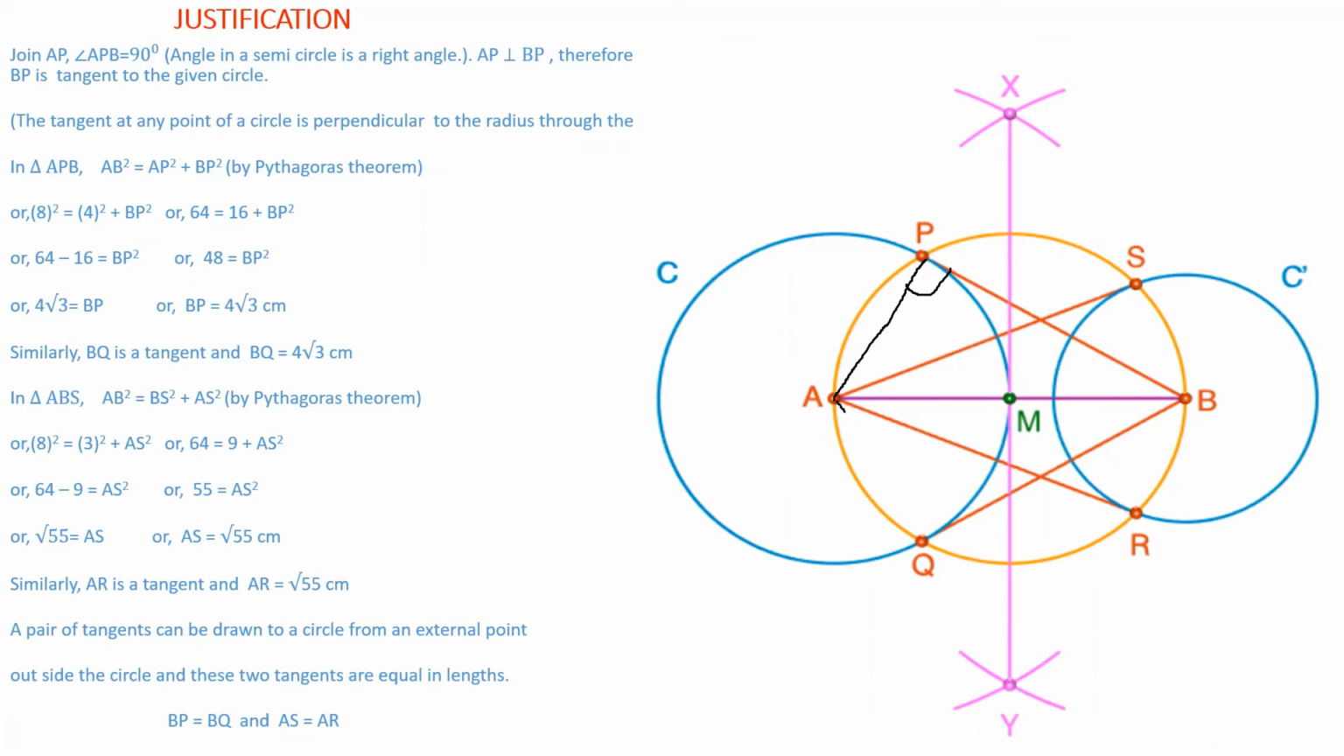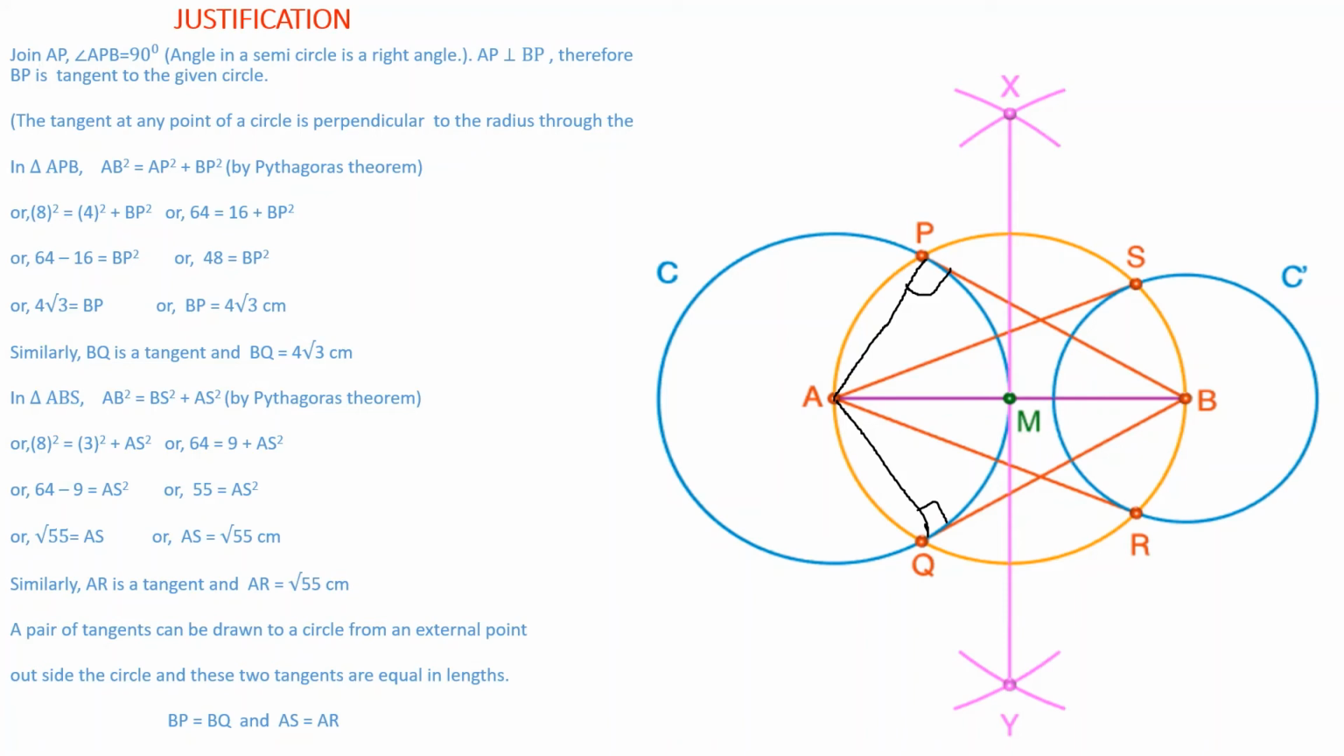Now similarly, join AQ. So this is also the diameter AB, and this is the semicircle AQRB. So this is also 90 degrees. So this is the radius AQ, radius of circle C, and BQ is a line segment, and both are perpendicular, and Q is on the circle. So AQ and QB are perpendicular, and Q is on the circle. So QB is a tangent. So we have seen that BP and BQ are tangents.